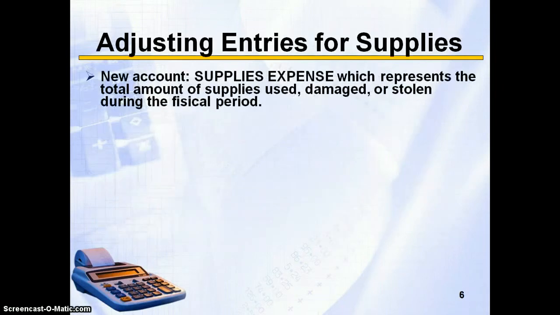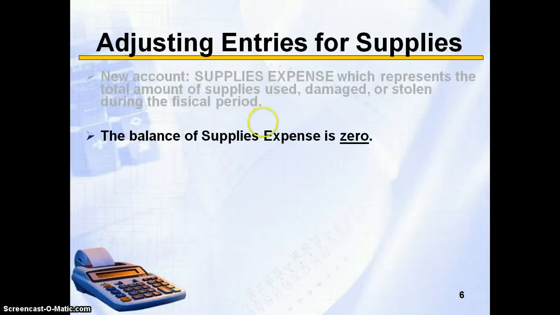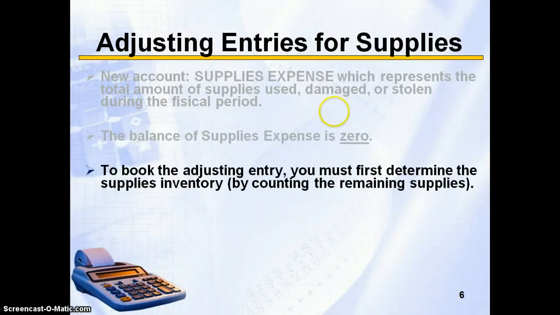In order to do that, we're going to be introduced to a new account. It's called the Supplies Expense account. This account represents the total amount of supplies used, damaged, or stolen during the fiscal period. The balance of the supplies expense account is zero throughout the fiscal period. This is because no one is accounting for the supplies that are being used, damaged, or stolen. However, towards the end of the fiscal period is when we start to use this account.